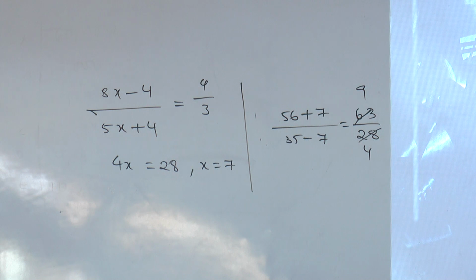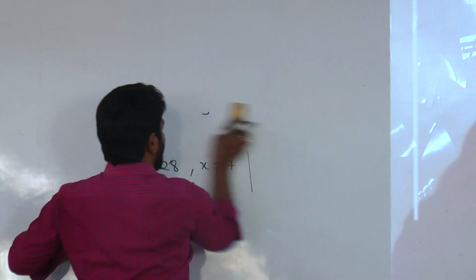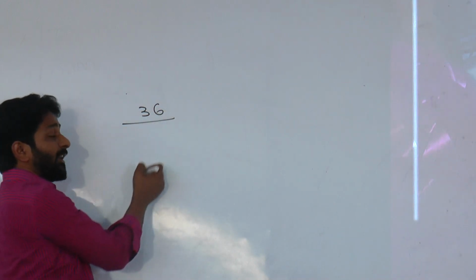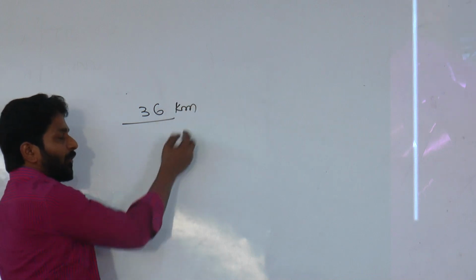Next, in a stream running at 4 km per hour, a motor boat goes 18 kilometers upstream and returns back to the starting point in 144 minutes. What is the speed of the motor boat in still water? Right, you are asked to calculate the man's speed in still water. So the onward journey is 18 kilometers and the return journey 18 kilometers. Total distance traveled is 36 kilometers, and the total time taken is 144 minutes.